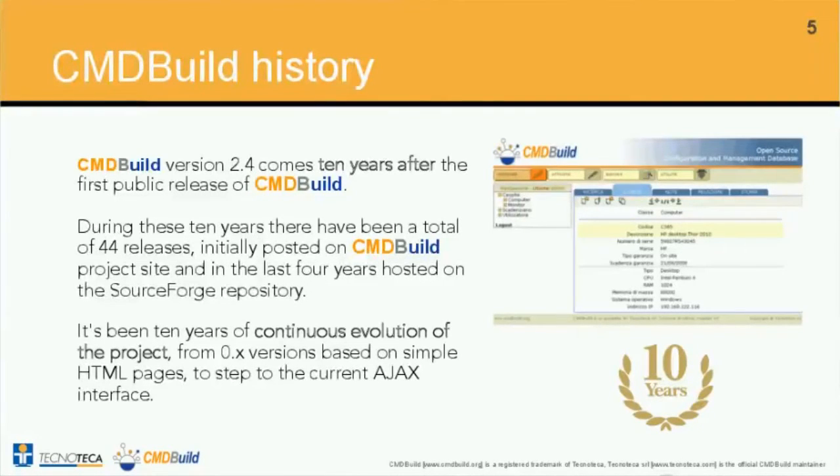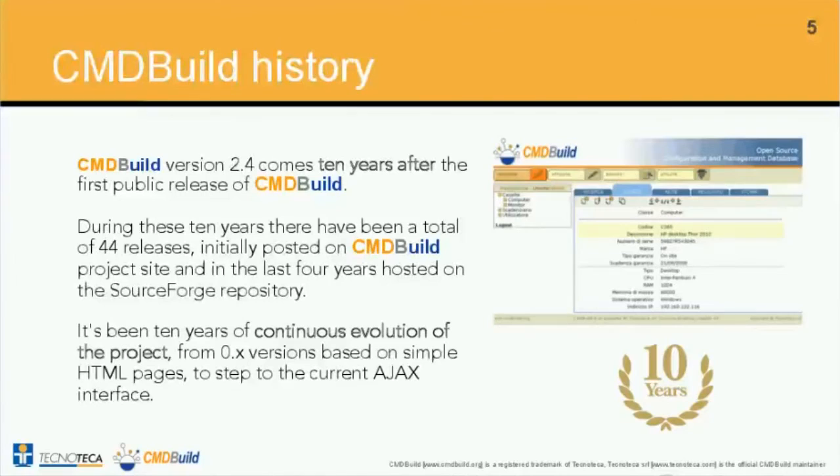That shows how long the road was that we walked. So during these 10 years, there have been a total of 44 releases, which were initially posted on the CMDBuild project site. And then during just the last 4 years, they were hosted on the SourceForge repository, just as OpenMAIN, our other tool based on CMDBuild. So it's been 10 years of continuous evolution of the project.